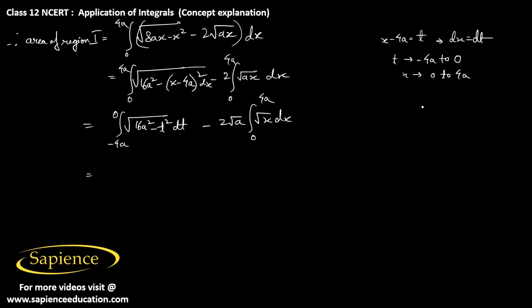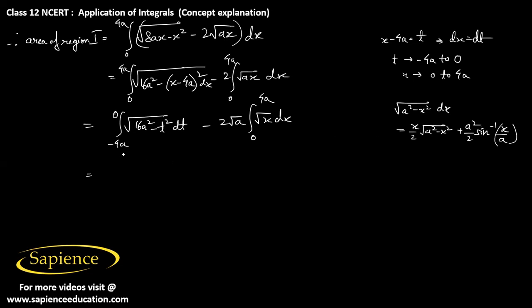So we know that the integral of square root of a square minus x square dx is equal to x by 2 into square root of a square minus x square, then plus a square by 2 sine inverse x by a. So this we have to use here.